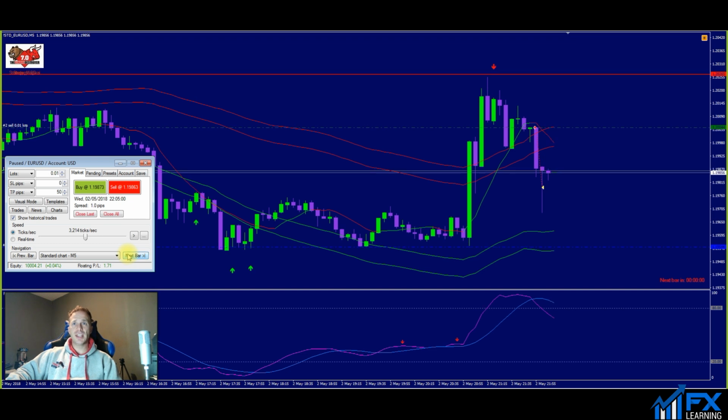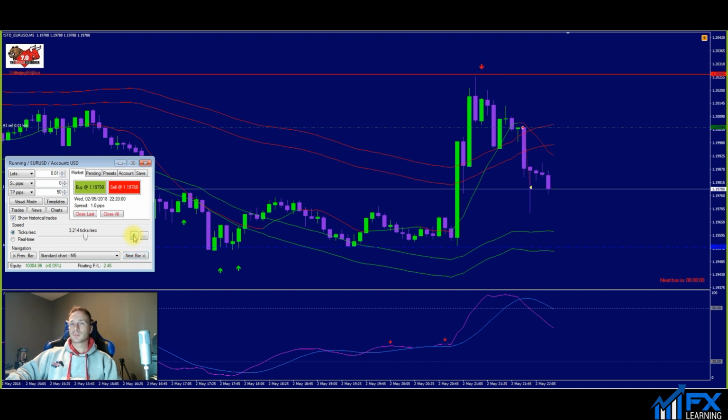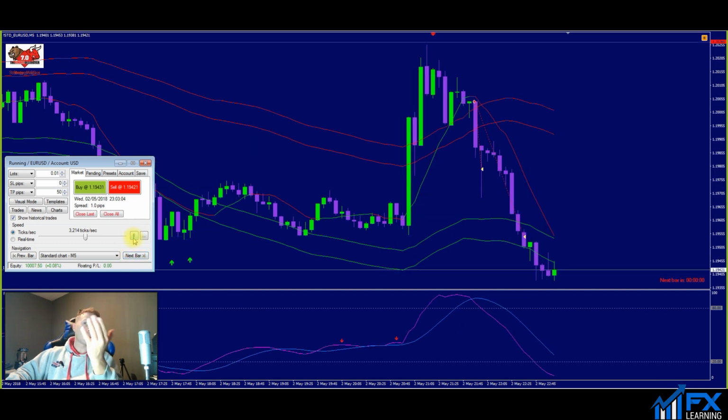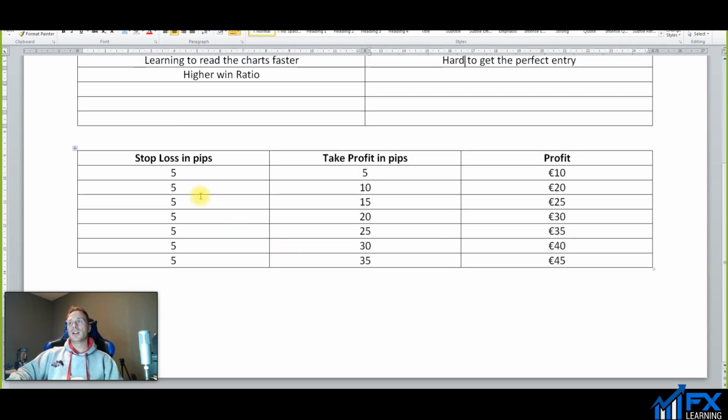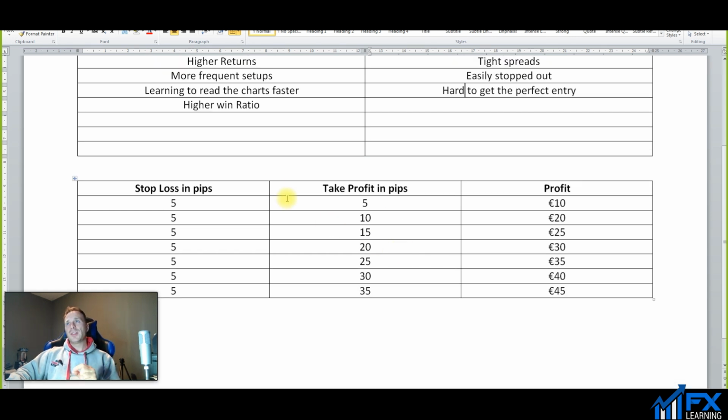On this occasion here, hopefully it does hit 50 pips. There we go. Okay, it hits 50 pips. So there we go, nice in and out scalping. Now I want to draw your attention to this here. Stop loss is 5 pips, take profit is 5 pips. This is going to go on about the higher returns.